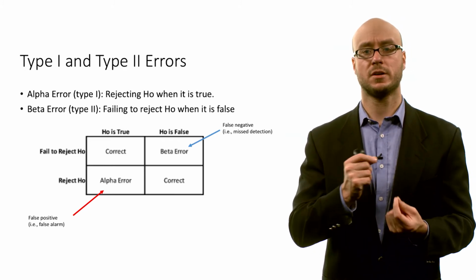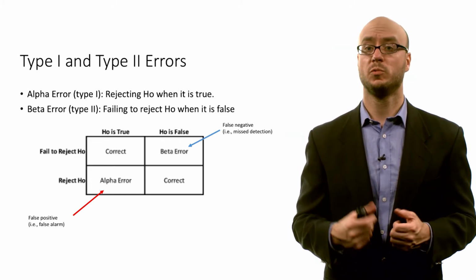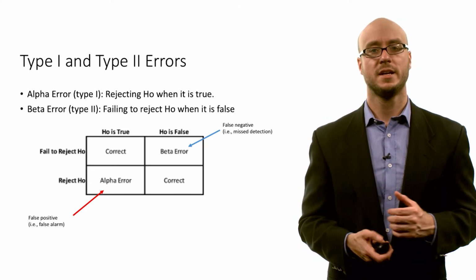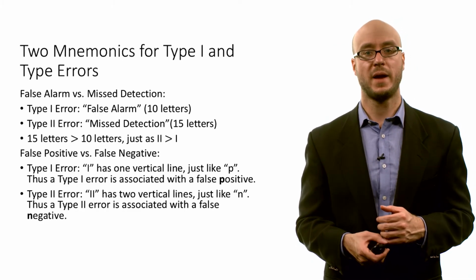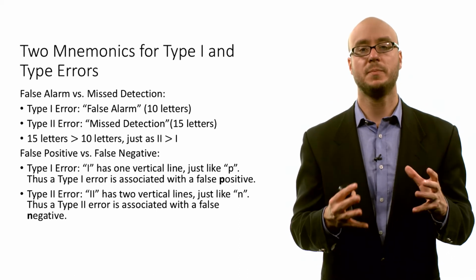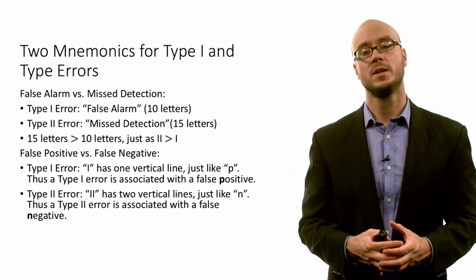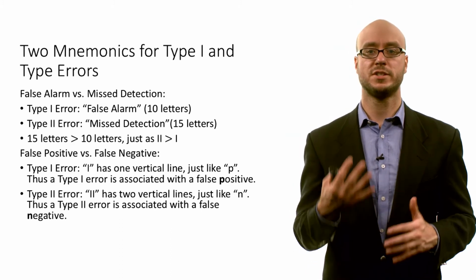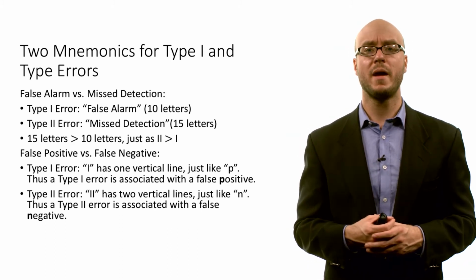But the two errors occur when we reject the null when it is true, and when we fail to reject the null when it is false. We call these type 1 and type 2 errors, respectively. Now, type 1 and type 2 errors, it's easy to get these mixed up. So I offer two mnemonics. A mnemonic is just a device that helps you to remember something.